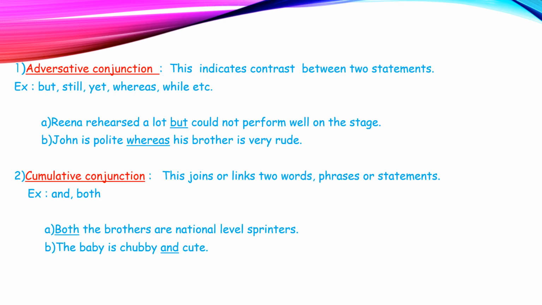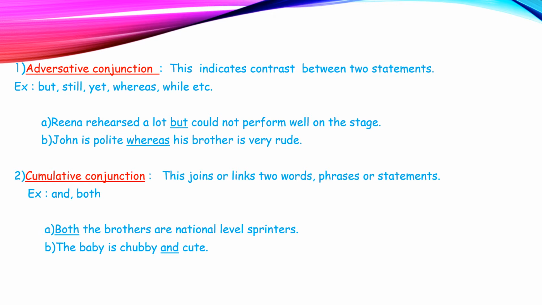In the first one we have adversative conjunction. That means these conjunctions indicate contrast between two statements. So if you want to tell about two contradicting statements, then we use adversative conjunction. In the first sentence we have: Reena rehearsed a lot, but she could not perform well on the stage. That means in the first part we have Reena rehearsed a lot. Even though she practiced a lot, yet she could not perform well on the stage.